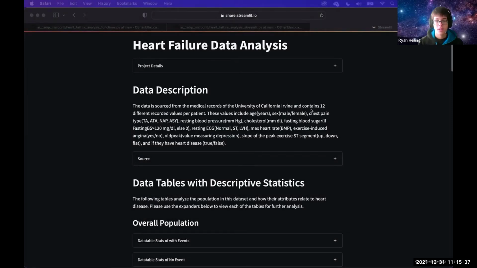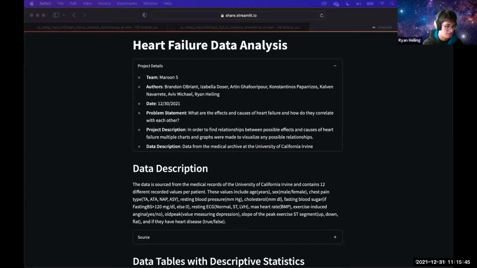So before we begin, I'll just quickly let my group introduce themselves. So we are Maroon, our group is Maroon 5. I am Ryan Heiling. I'll now allow them to briefly introduce themselves. I'm Aviv from California. I'm Isabella. Artem Voripur. I'm Kevin Konstantinos. I'm Kevin Everett. And our group leader was Brandon.